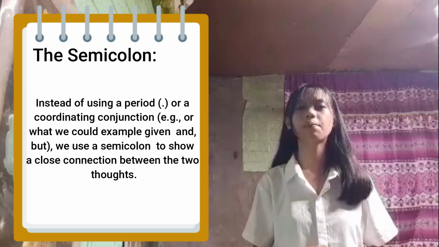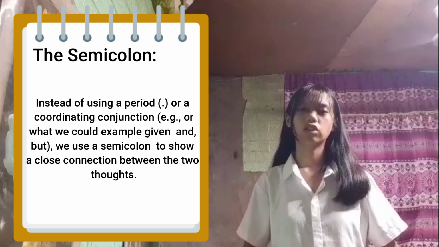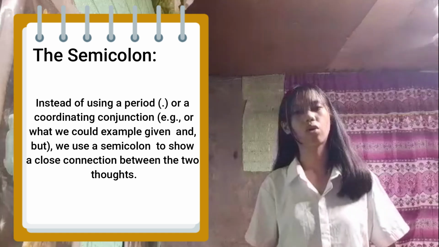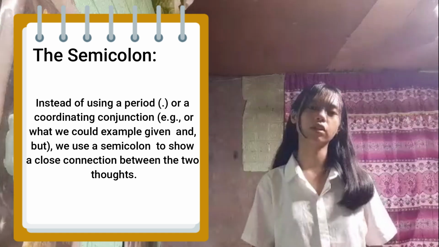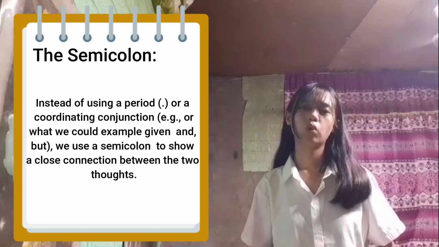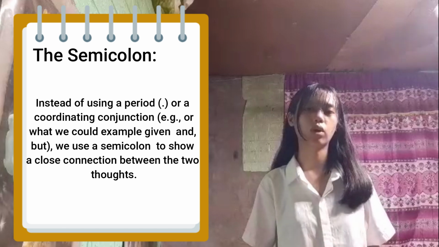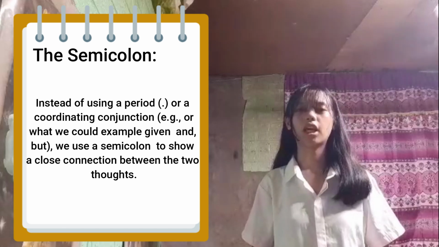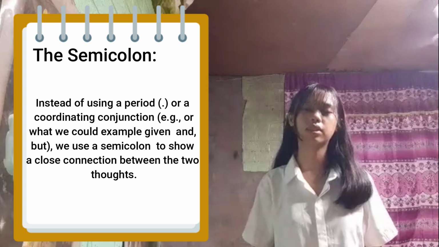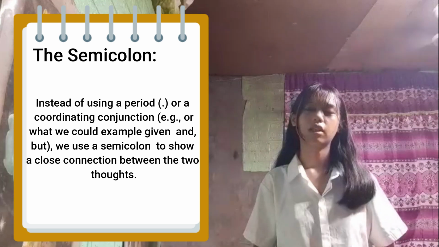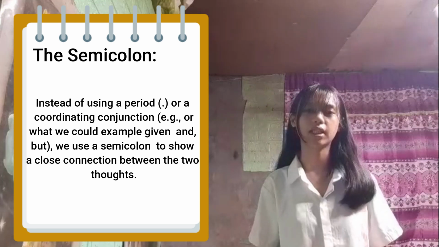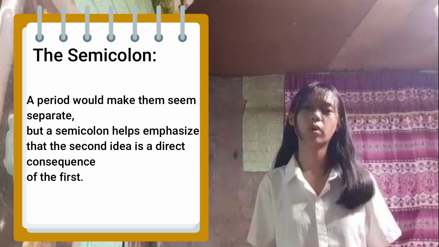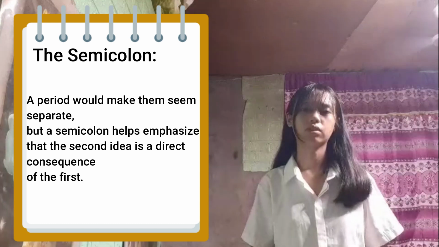Instead of using a period or coordinating conjunctions, such as and or but, we use a semicolon to show a close connection between the two thoughts. A period would make them seem separate, but a semicolon helps emphasize that the second idea is a direct consequence of the first.